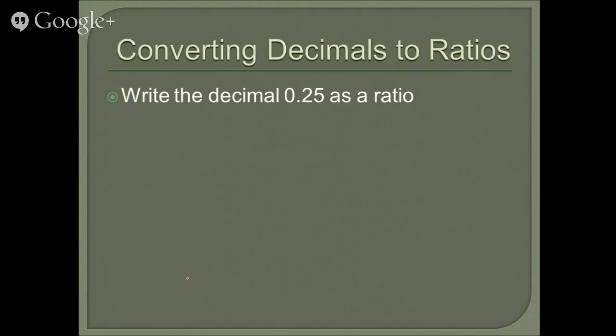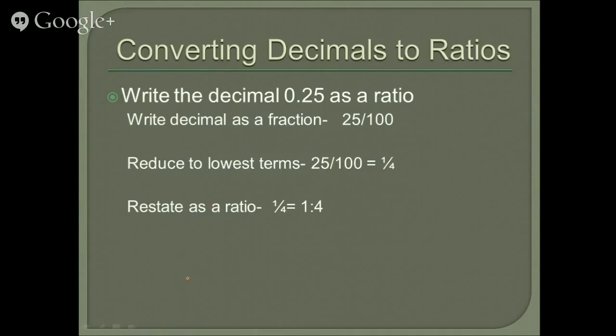25/100. Is that in lowest terms? No. What's in lowest terms? So we have 1/4. What do we do with 1/4 now? We're going to a ratio. So what do we do? So after we have the fraction in lowest terms, we just make it a ratio.